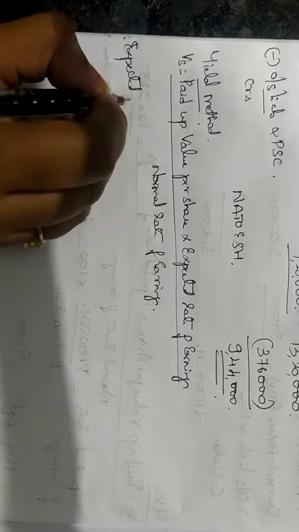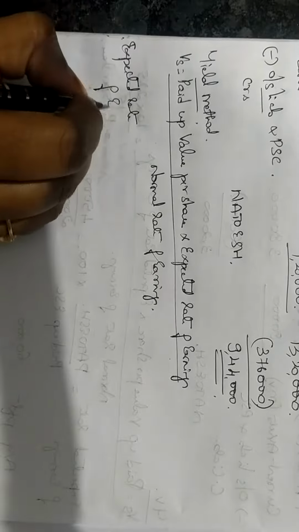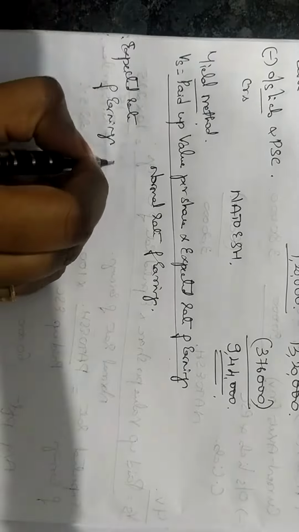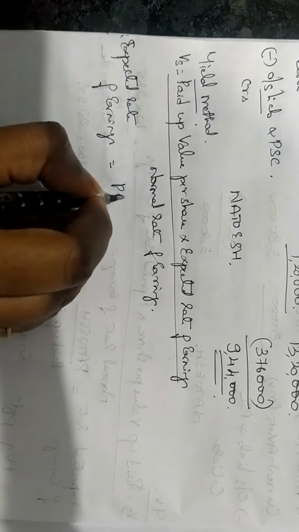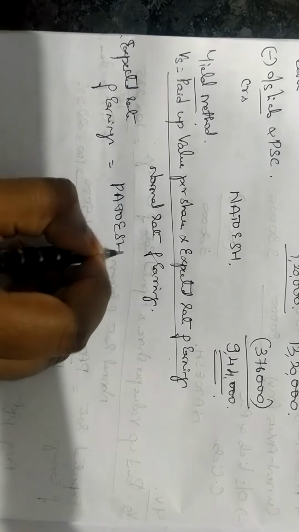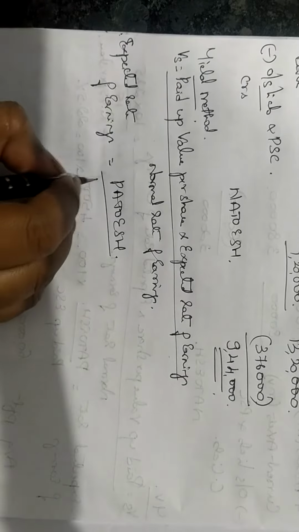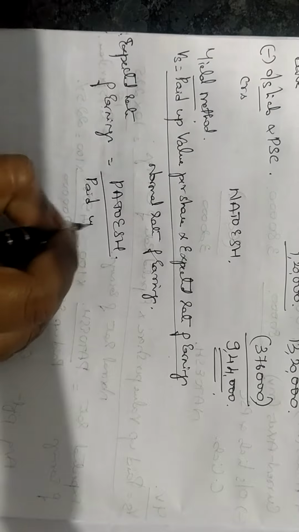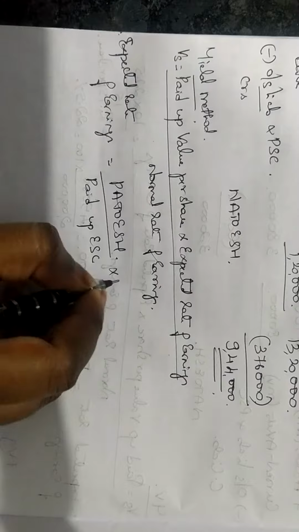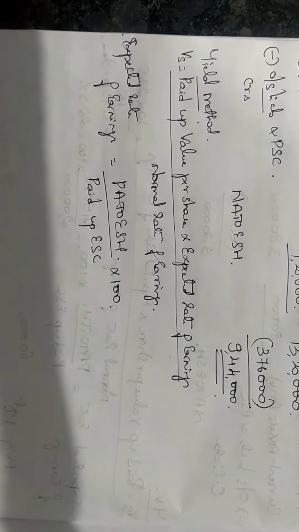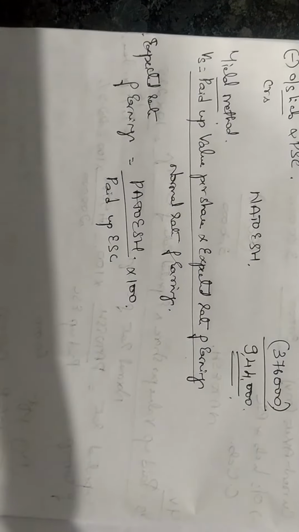Okay, your expected rate of earnings is given by the formula: profit available to equity shareholders divided by paid up equity share capital into 100. This is the formula which we all know. So first we are supposed to find out the profit available. Now, same thing what we have done for the first problem.